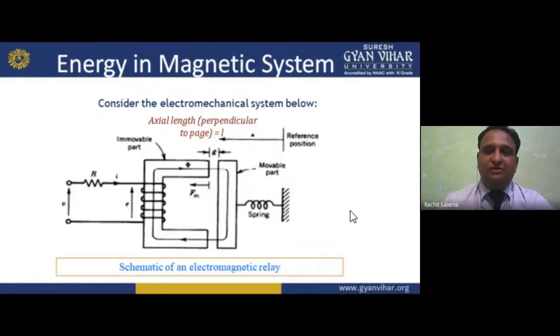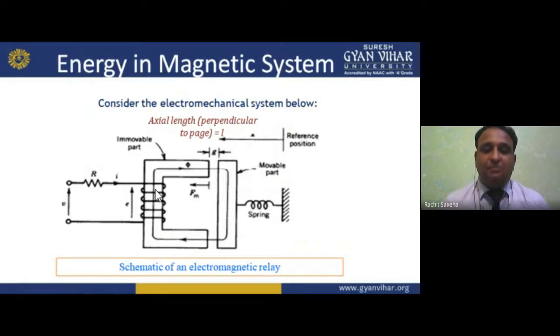Now moving forward, energy in a magnetic system. Consider the electromechanical system below, a schematic of an electromagnetic relay. My dear student, in the electromechanical system, the electromagnetic relay has a resistance and an input supply of voltage. We apply a supply on it. If the supply is applied, what will happen? I told you this earlier several times.